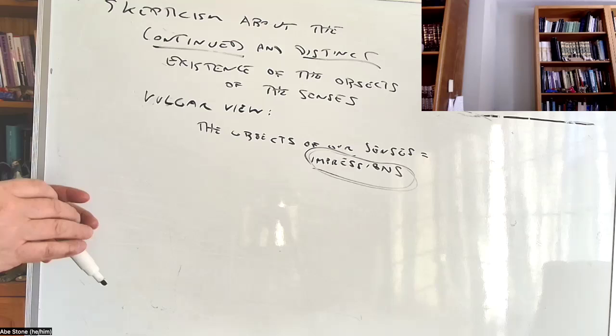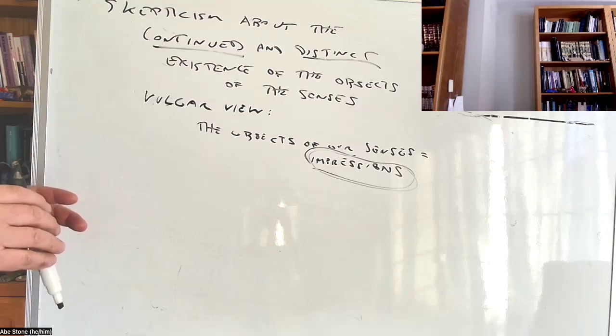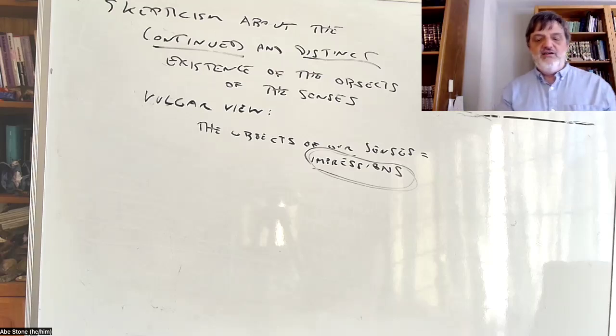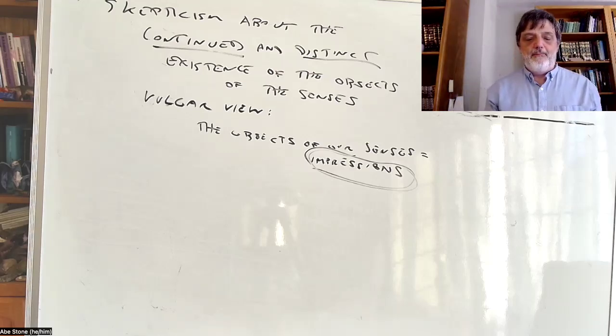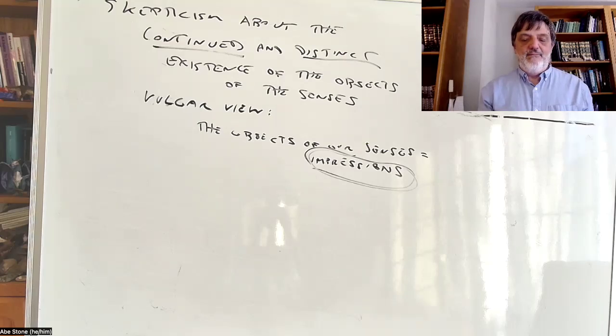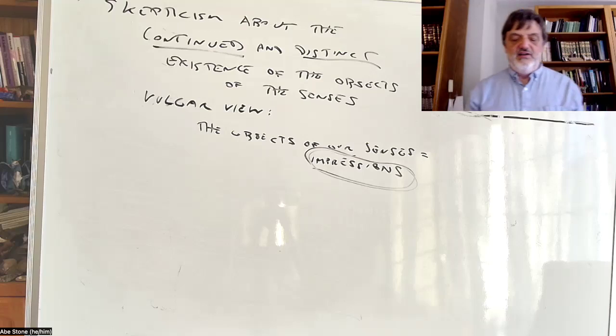So skepticism about this means doubting that our impressions can continue to exist when we're not perceiving them. That is what the vulgar believe. And now we can see that Hume partly agrees and partly disagrees with Berkeley about what the common or vulgar opinion is, what common sense is. Berkeley and Hume agree that it's not common sense to suppose that there's an object of perception beyond the immediate object.